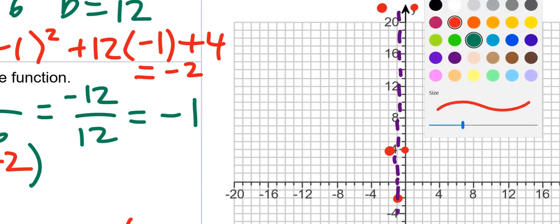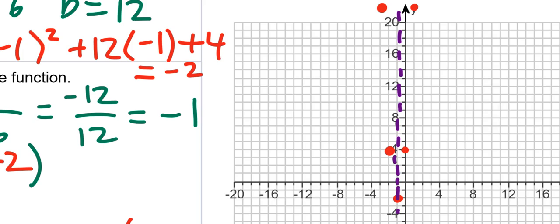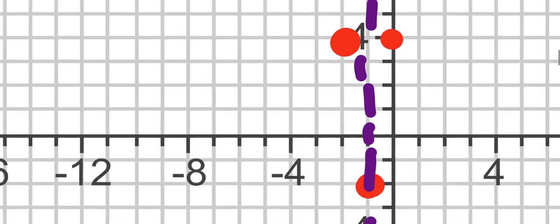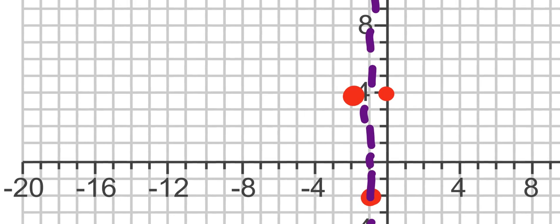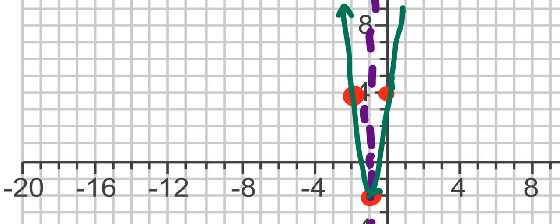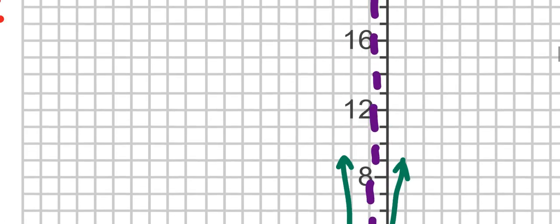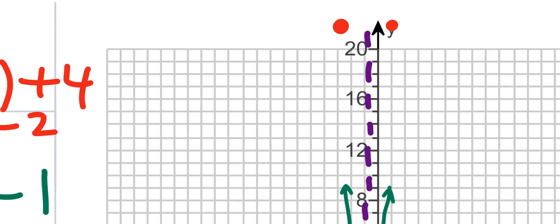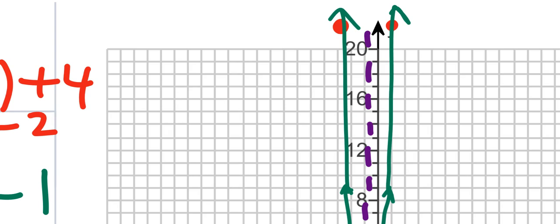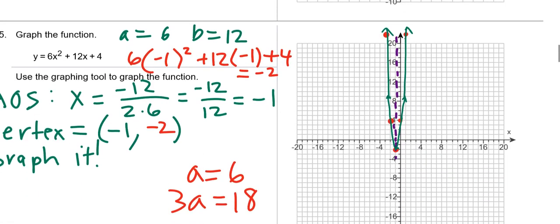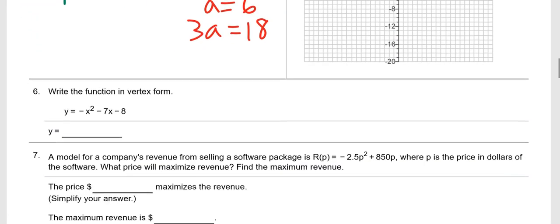So this is going to be a challenge to graph. Yeah, it's pretty squished, isn't it? Yep. Very squished.